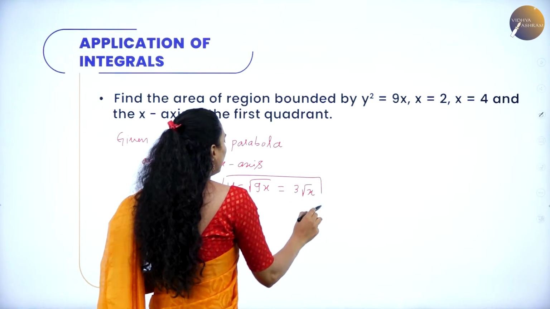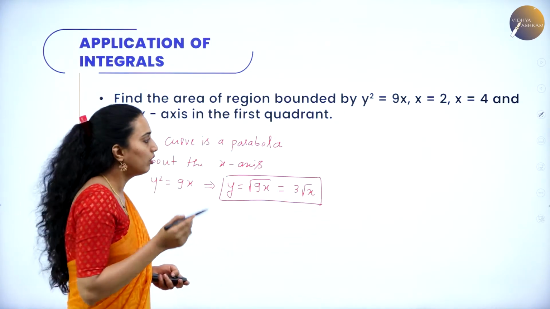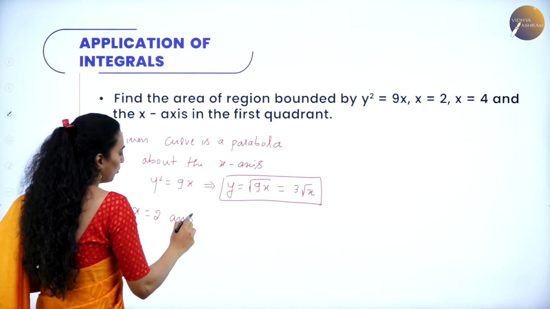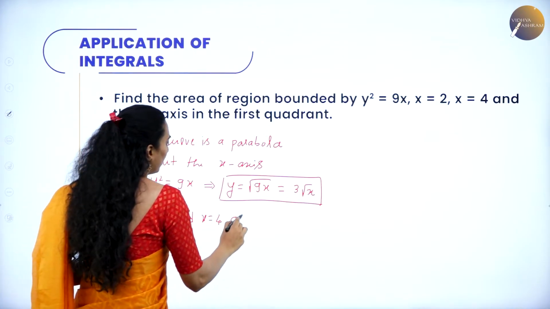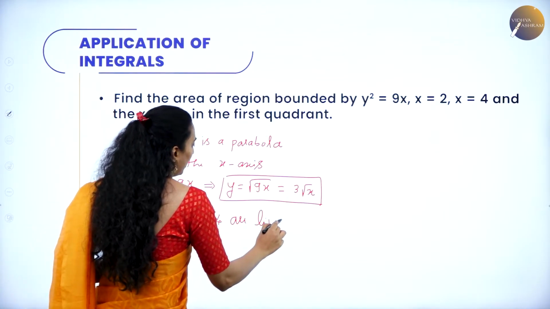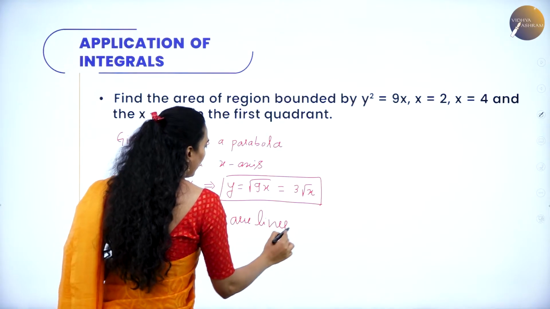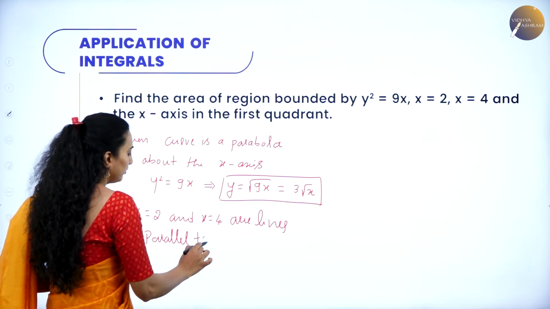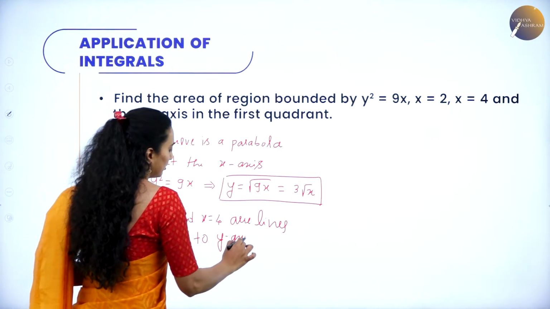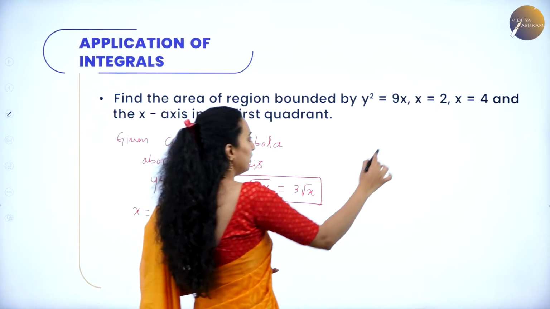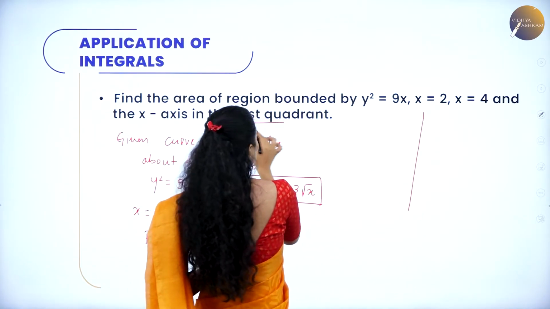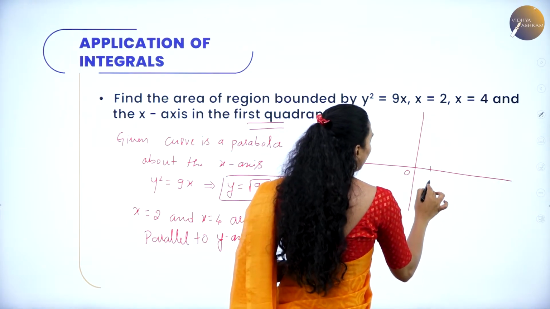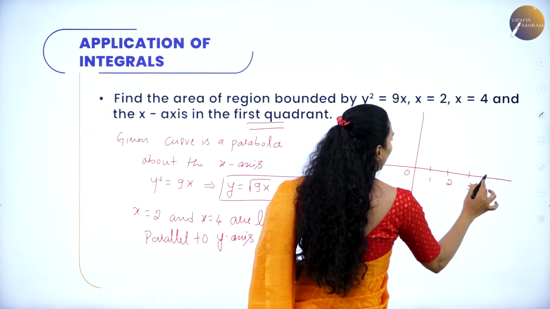So y you can convert as 3 root x. Now the given lines are what? x is equal to 2 and x is equal to 4 are lines parallel to the y-axis, right? As we drew in the last case. So let us draw the diagram now. They have given the first quadrant only. So therefore you can have here, this is 0, 1, 2, 3 and then 4.